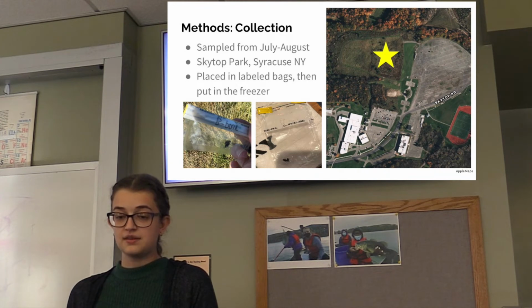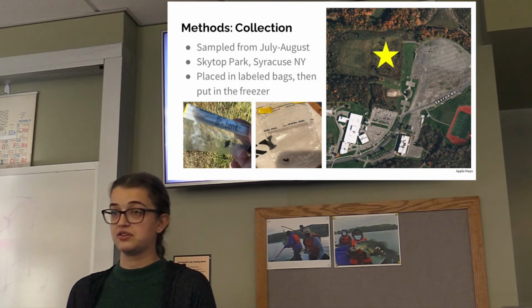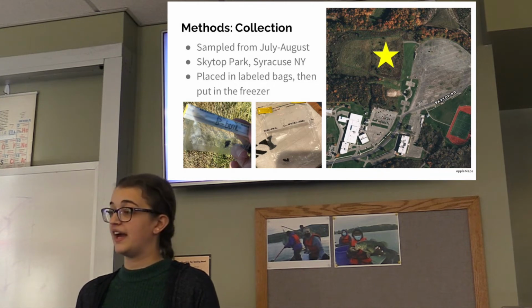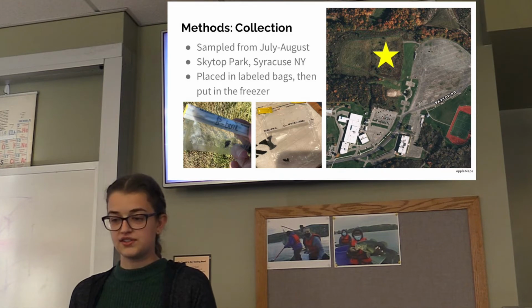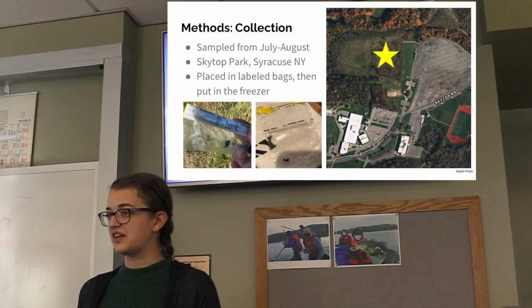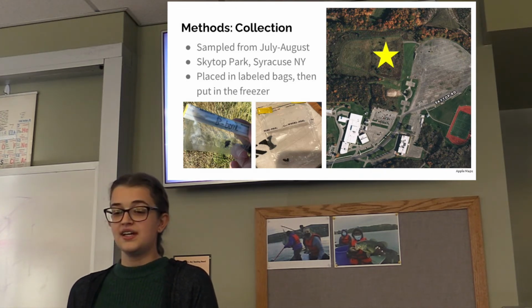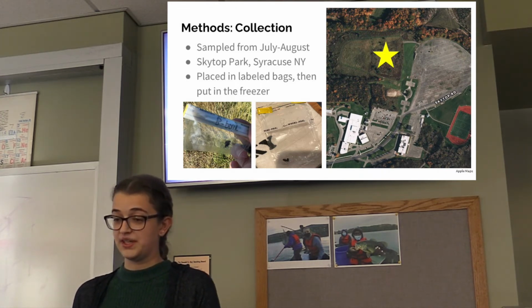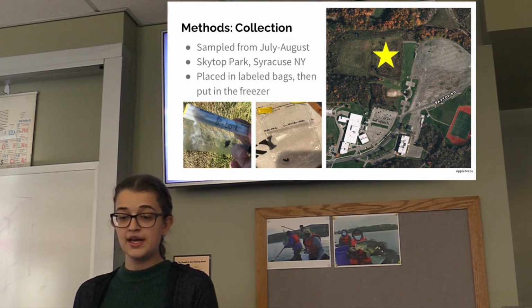For my methods, I mainly sampled throughout the months of July and August. There were no particular days I went out, it was just whenever I had the time. My study site was Skytop Park in Syracuse, New York. It's not necessarily a typical park, but it was a big open field behind the off-campus housing, and it had tons of spotted knapweed. They had trails you could go through, and that's where I chose to go.